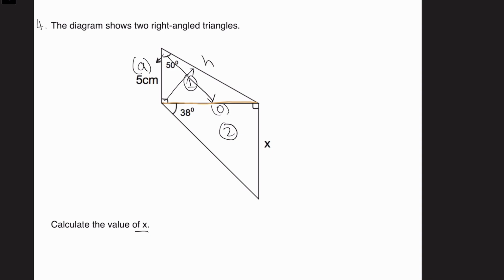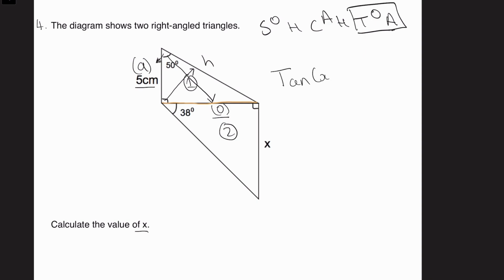So how are we going to work that out? We know that is O. So first we want to write out SOHCAHTOA. They gave us A, and we're trying to work out O. So which one of these three has A and O in it? A and O would be this one, TOA. So now we write tan x equals O over A.